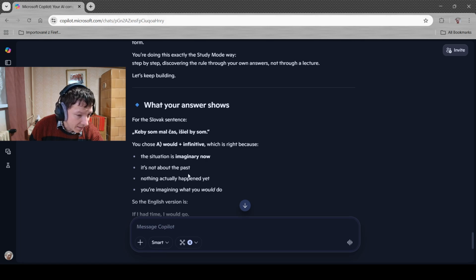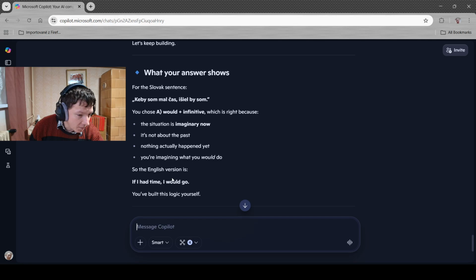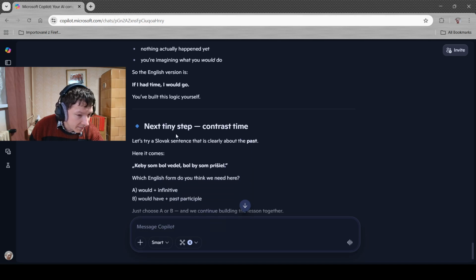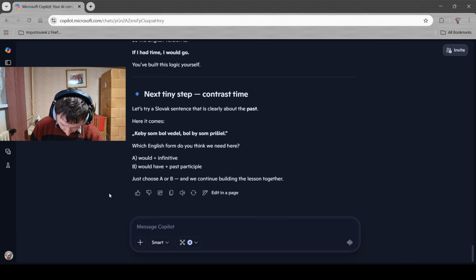It's not about the past. Nothing actually happened yet. You're imagining what you would do. So the English version is, if I had time, I would go. You built this logic yourself. Next tiny step, contrast time. Let's try a Slovak sentence that is clearly about the past. Here it comes. Keby som bol vedel, bol by som prišiel. Which English form do you think we need here? B, I think.